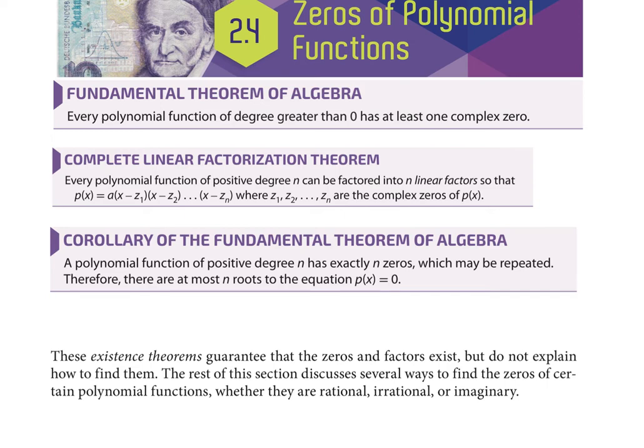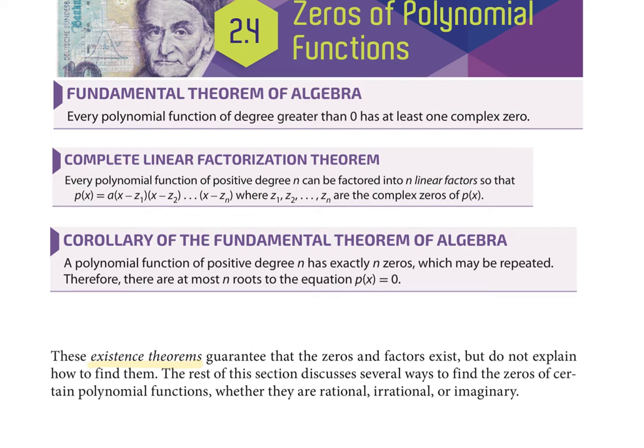And so we're moving past just real zeros into complex imaginary zeros, right? And that's what the fundamental theorem of algebra helps you understand. This is an existence theorem, meaning it exists. The existence theorem guarantees that the zeros and factors do exist. This theorem does not explain how to find them.